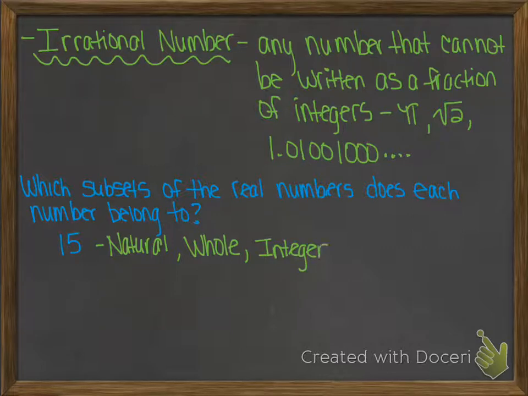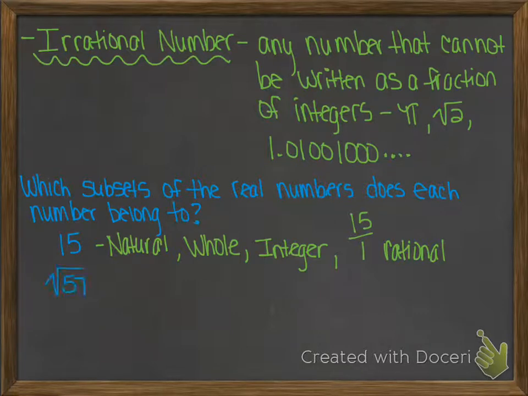Is it a rational number? Can we write it as a fraction of integers? Well, reminder, if you have any whole number, you can always put it over 1. So if I write here 15 over 1, I can write that as a fraction. So 15 is also considered a rational number. And reminder, if something is rational, it cannot be irrational. So we are out of subsets, and 15 then qualifies as 4 subsets of real numbers.